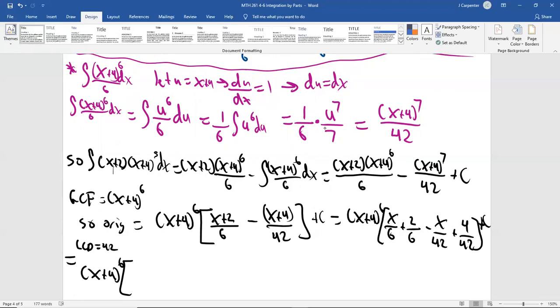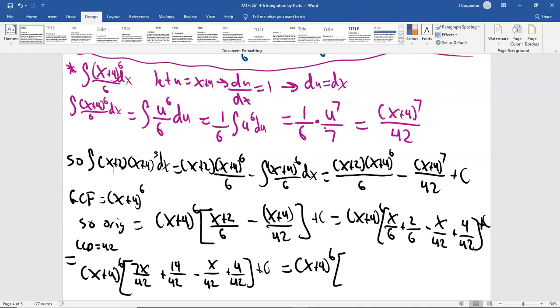So LCD, 6 goes into 42 7 times, x is 7x. That's 7x over 42 plus 6 goes into 42 7 times, 2 is 14, so that's 14 over 42 minus, the others already have it, x over 42 plus 4 over 42, bracket, then your plus c. Combine like terms, the parentheses at the front stays the same, x plus 4 to the 6th, bracket.